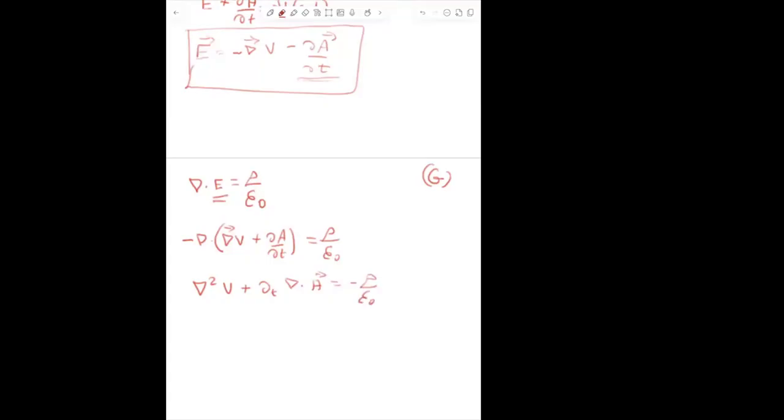Now, what we did before, if you remember, was we used the Coulomb gauge, where this div A was vanishing, but now we are going to use a different gauge soon, and the new gauge is called Lorenz.